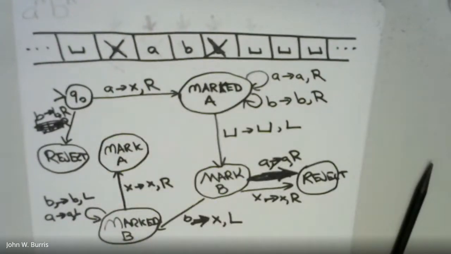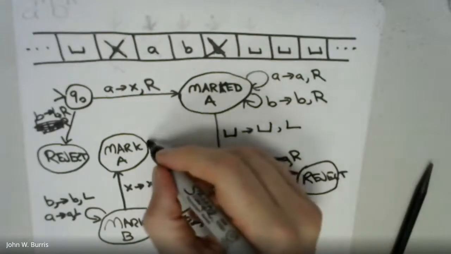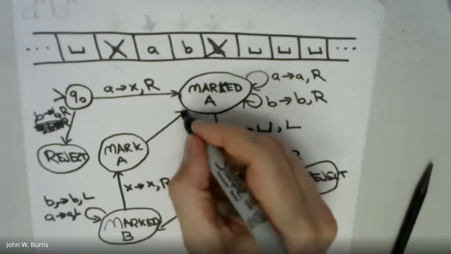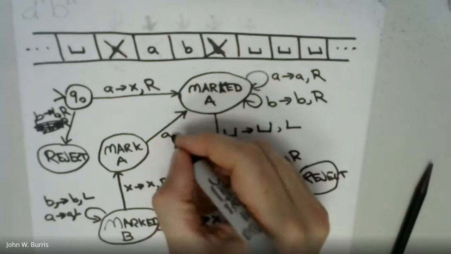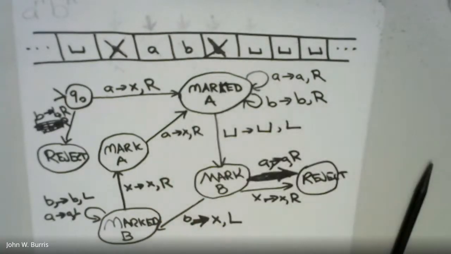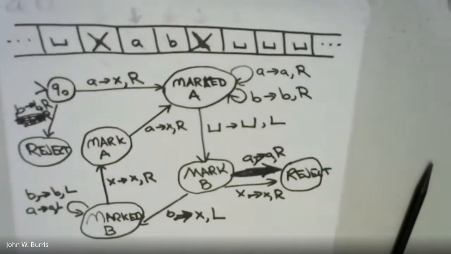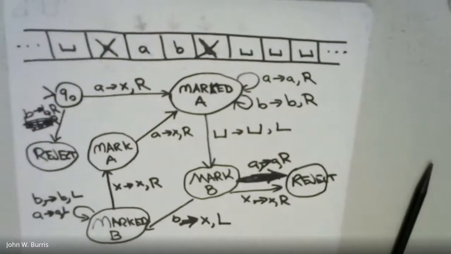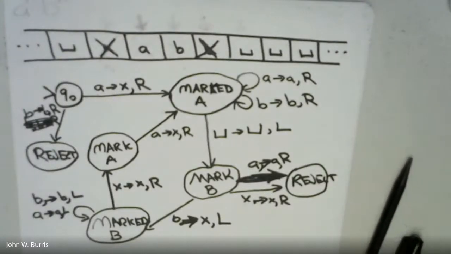And all we do is if we see an A, we mark that as an X and move right. Now, this complicated little stuffed machine is the beginnings, not perfect, of a Turing machine that accepts A to the N, B to the N.